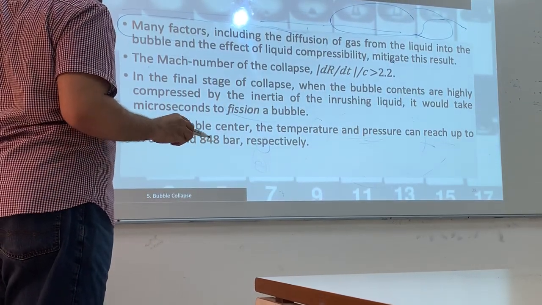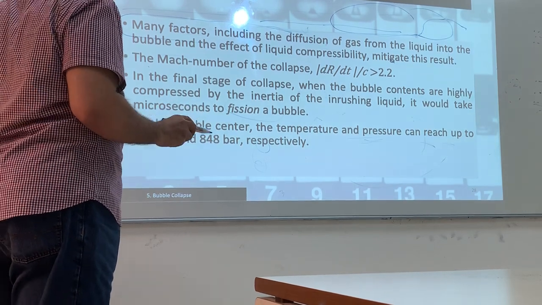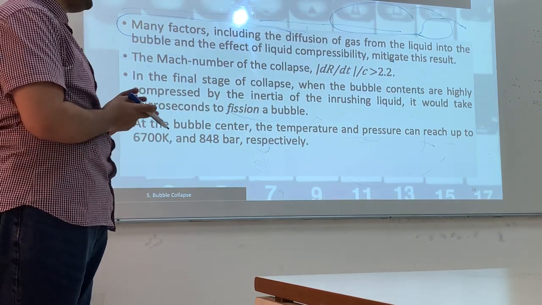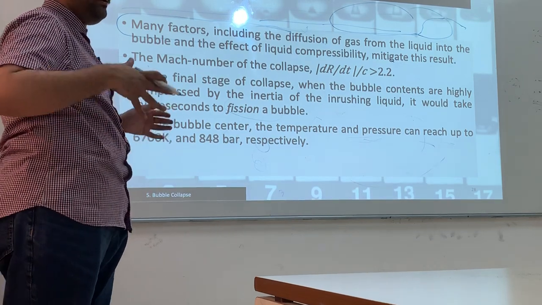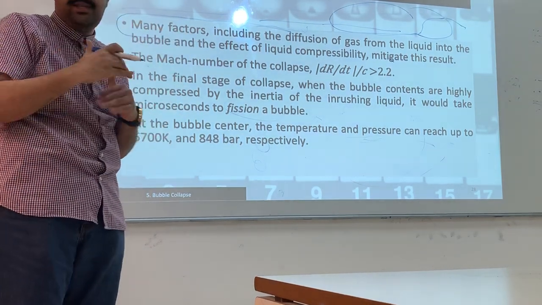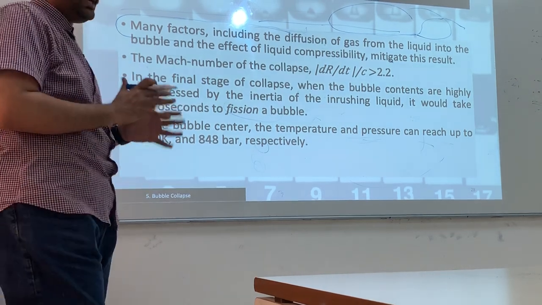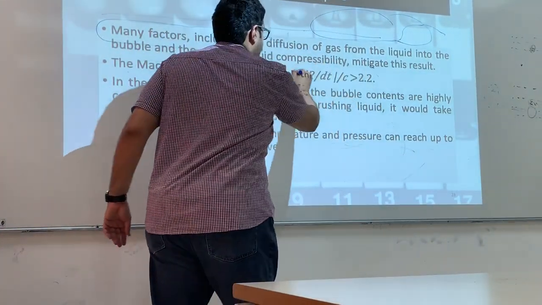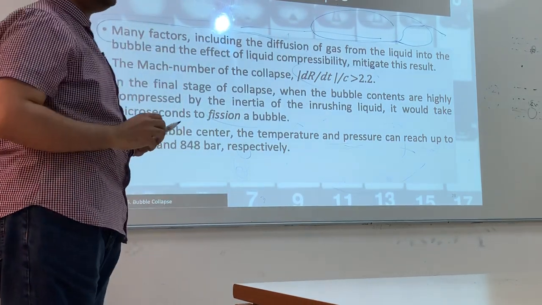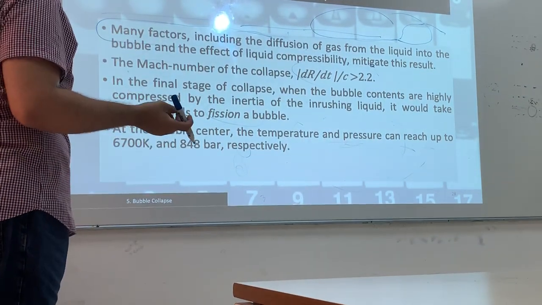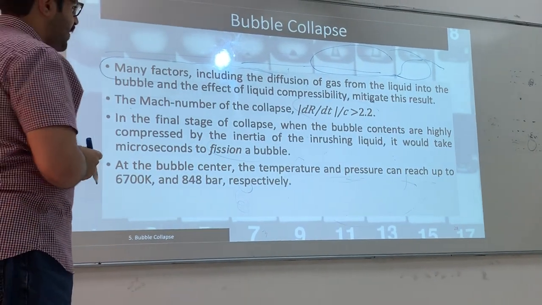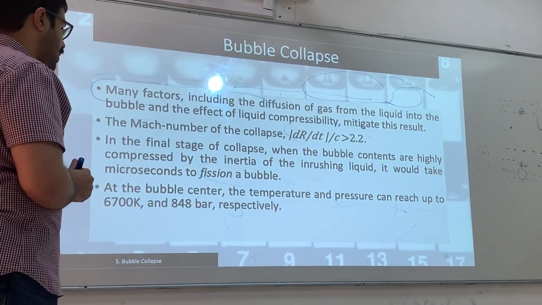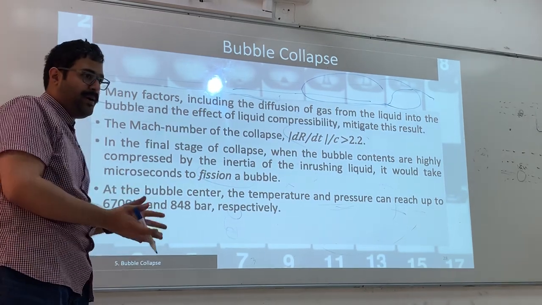From the liquid into the bubble, and the effects of liquid compressibility mitigate this result. So liquid is actually compressible, which we assumed not in the Rayleigh-Plesset and in the Navier-Stokes equation. Because they are compressible, once they are pushed, they want to push back, they want to return. And sometimes this causes re-entrant jets that collapse the bubbles. The Mach number of the collapse is found experimentally to be 2.2, which means this would be a very big explosion, even for the size of the bubble. In the final stage of collapse, when the bubble contents are highly compressed by the inertia of the rushing liquid, it will take microseconds to fission a liquid. So we will need just microseconds for the liquid to pop.